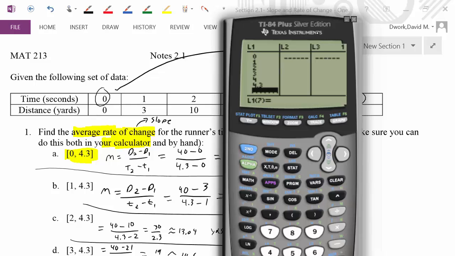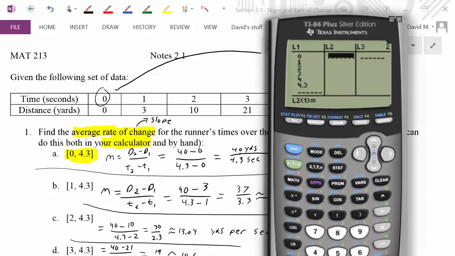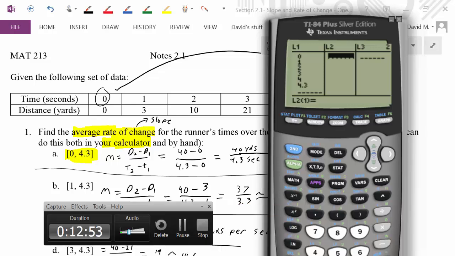Okay, so what we're going to go ahead and do now is go over and put in our Y values, or our distance values. So I'm going to pause the video and get those in. You do the same thing. These will just be our distances.